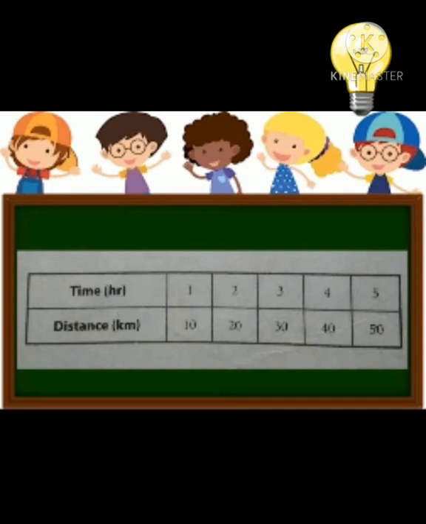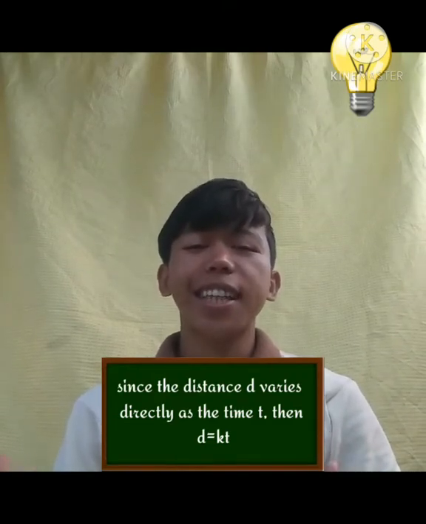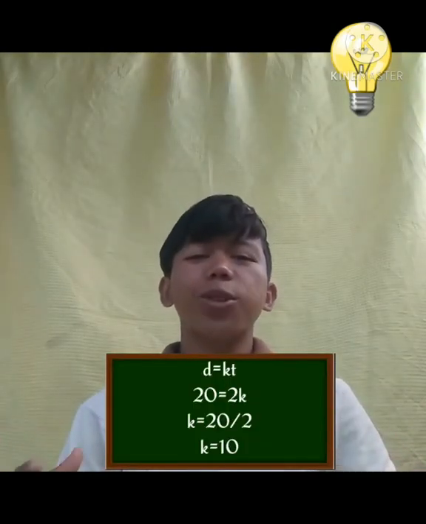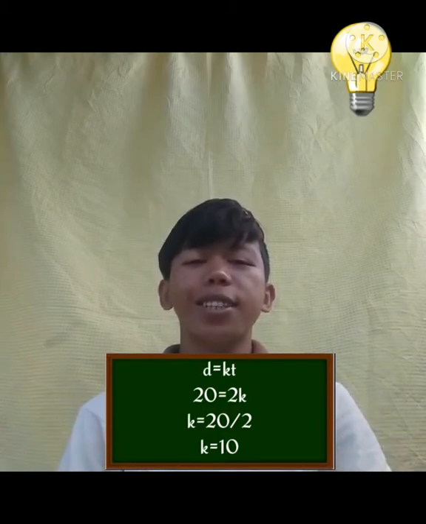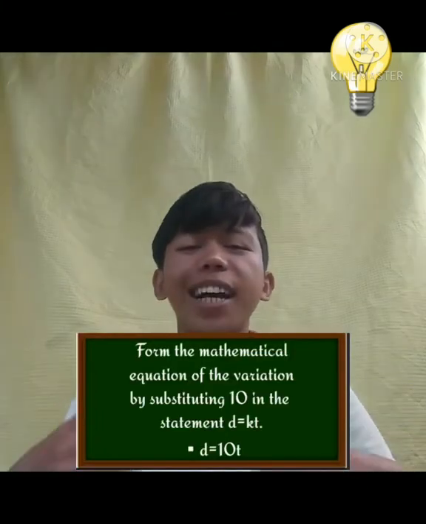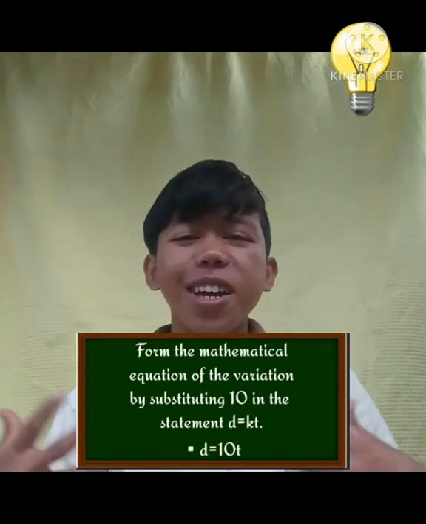Get it? So another example. The table shows that the distance d varies directly as the time t. Find the constant of variation and the equation of variation that describe the relation. Solution: since the distance d varies directly as the time t, then d equals kt. Using one pair of values from the table, 2 and 20, substitute the values of d and t in d equals kt and solve for k. So d equals kt, and 20 equals 2k, then k equals 20 divided by 2, so k equals 10. Therefore our constant of variation is 10. And then form the equation of variation by substituting 10 in the statement d equals kt. So we have d equals 10t.